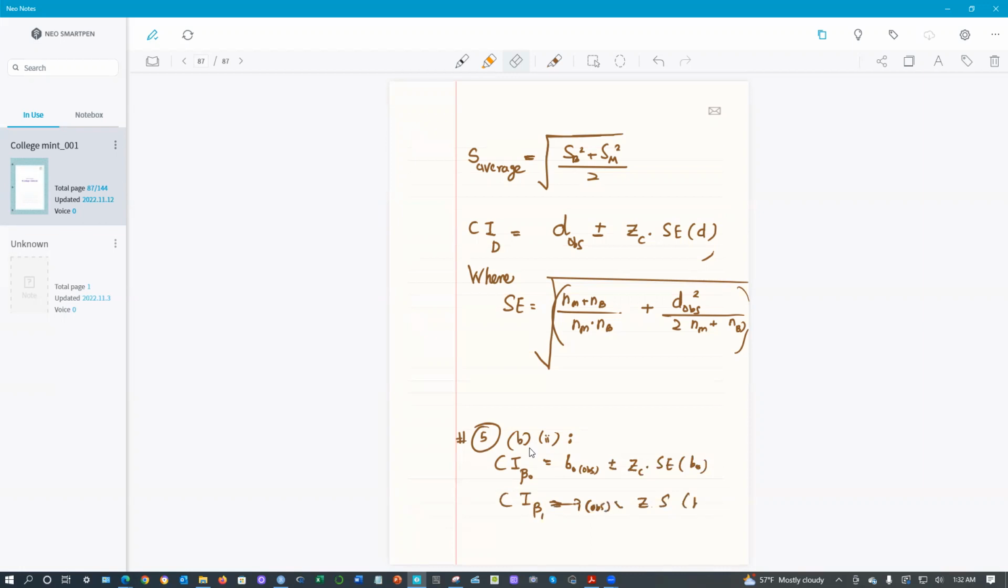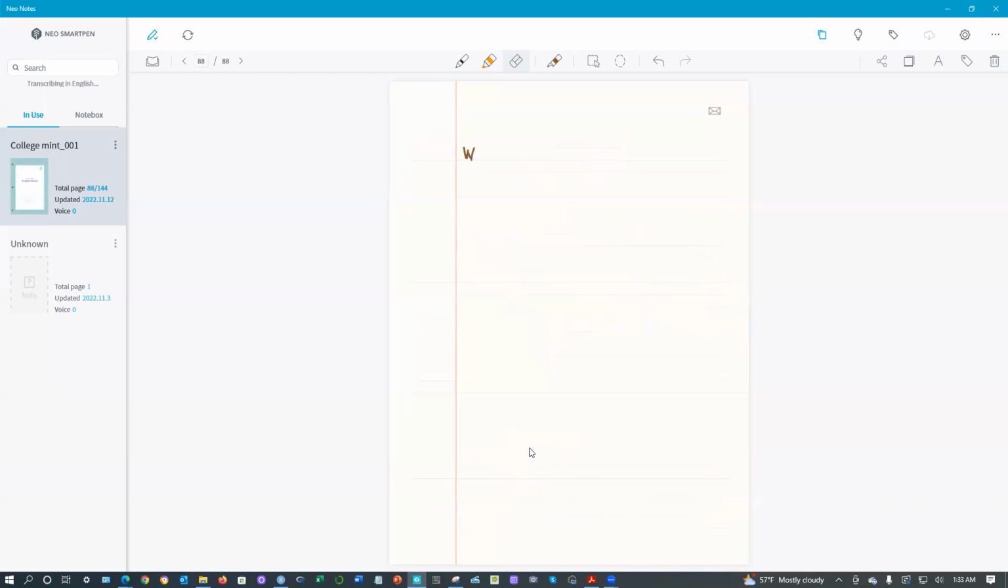No, this one, B1: the critical value times the standard error of B1, where the standard error of B naught is nothing but the mean squared error times 1 over n plus x bar squared over n minus 1 times the variance.